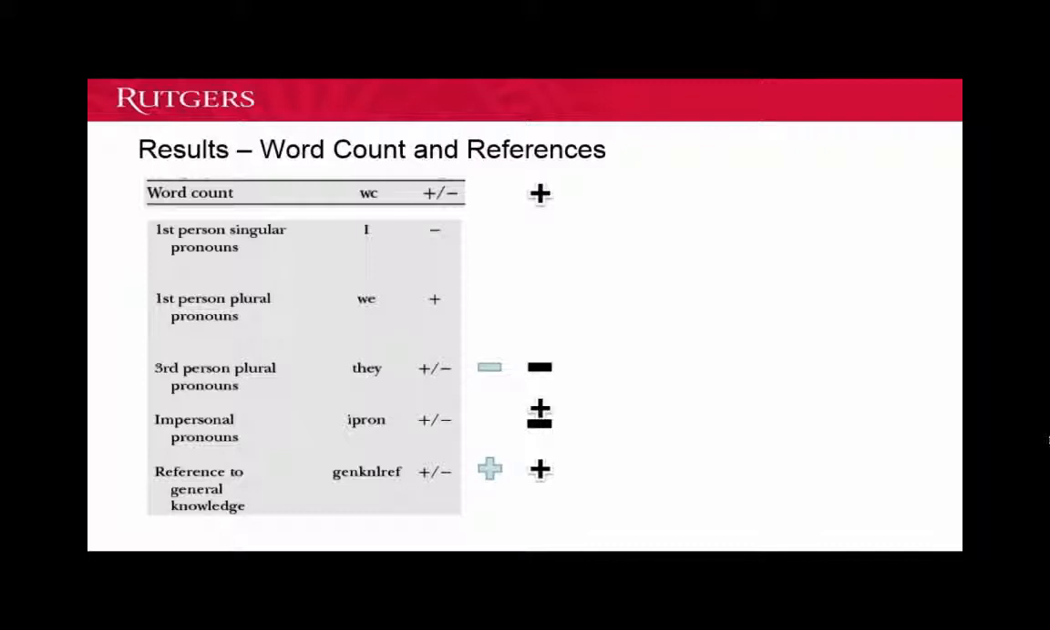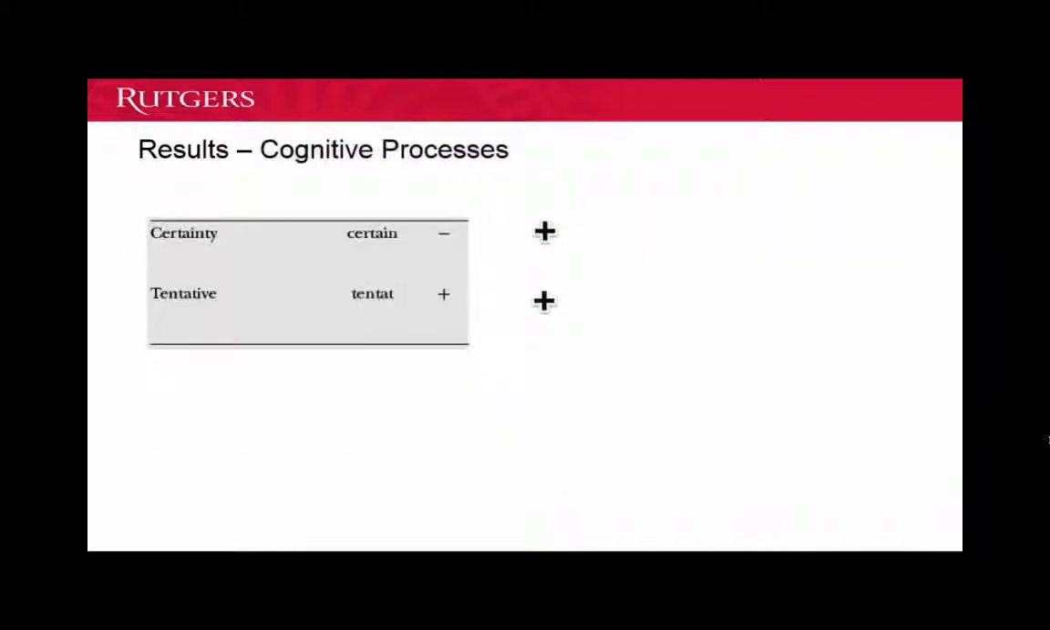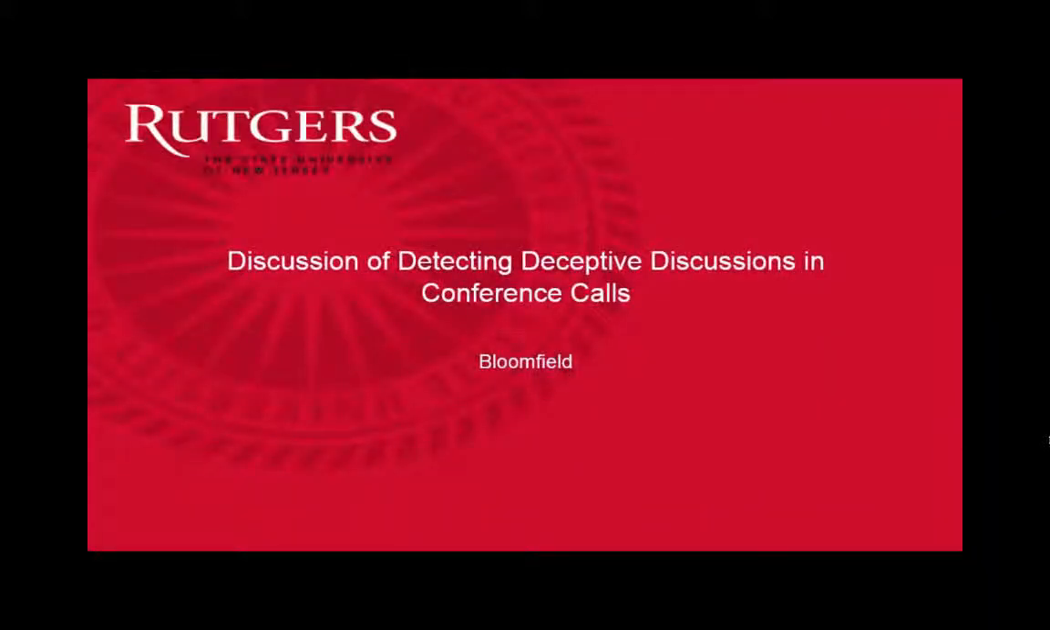Okay, and so on. Third person plural pronouns, you know, there was agreement. The deceivers used "they" less. I think they would have used it more. And so on. Reference to general knowledge, they got good results. And they found that deceivers did use those references more often than truth tellers. Okay? Right. So that's all I'm going to show about that paper.